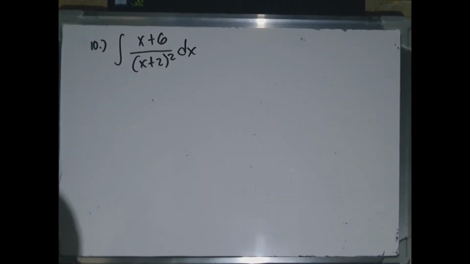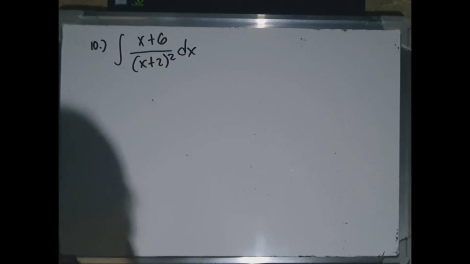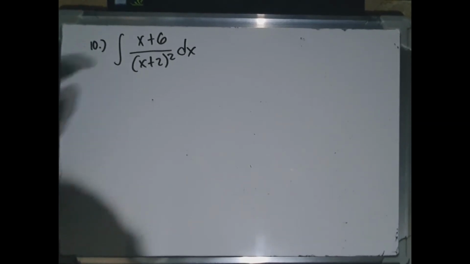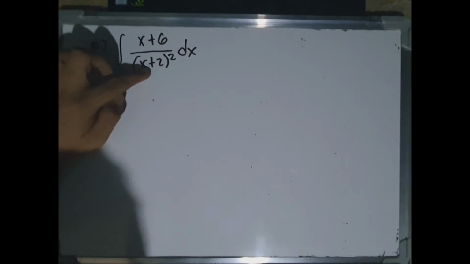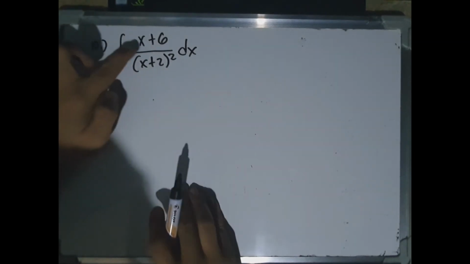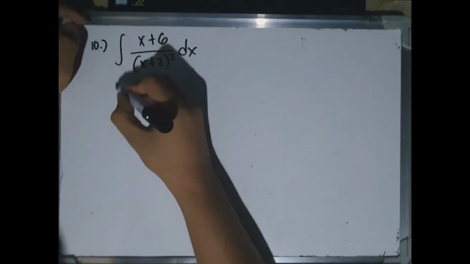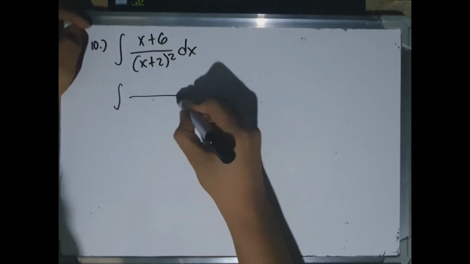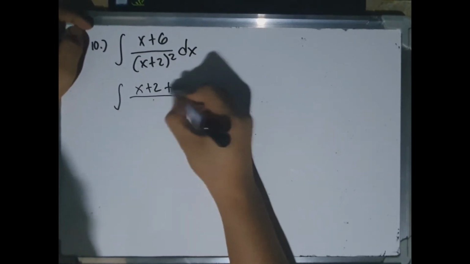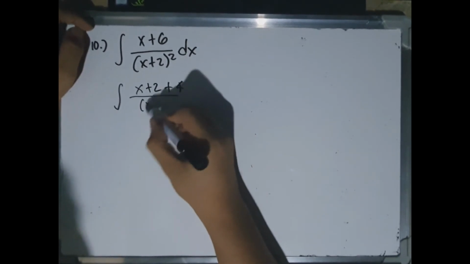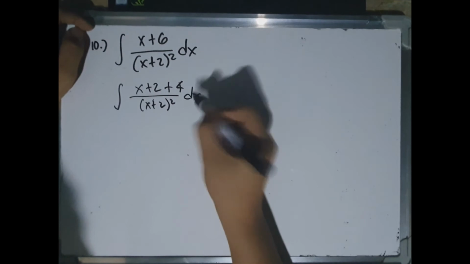For number 10, we have the integral of x plus 6 over quantity x plus 2 raised to 2 dx. Okay, this type of example, we will be needing another technique. No matter what we do, choosing this one as the u, deriving this one, this will not become the du. We will try to extract 2 from 6. So we will be rewriting this one as x plus 2 plus 4 over x plus 2 squared dx.